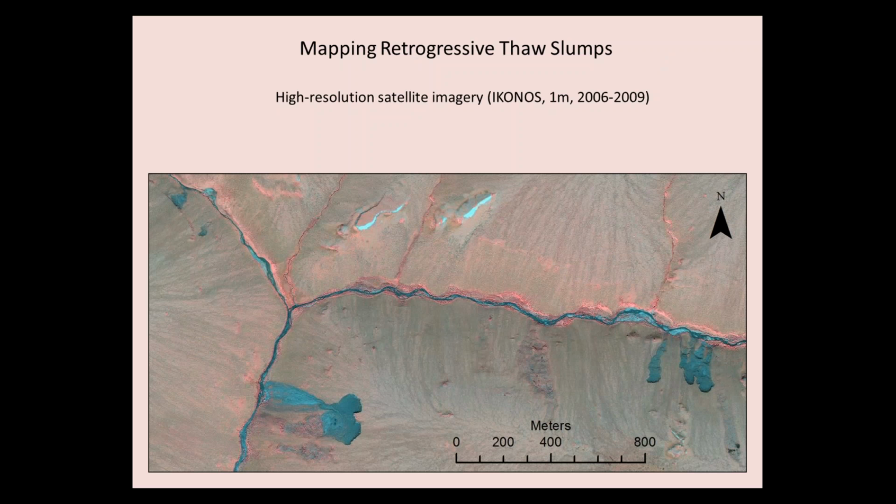So these are dramatic features that have impacts on other resources. And so we thought, well, let's try to get a map of these.